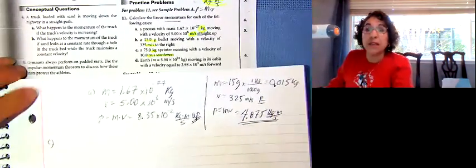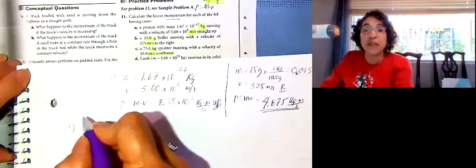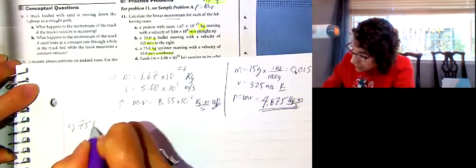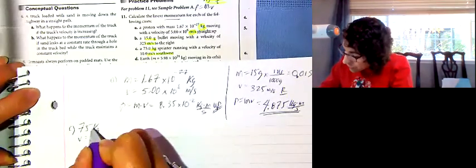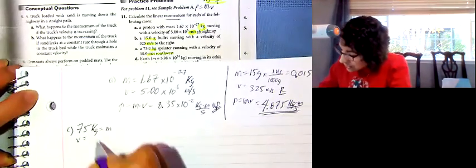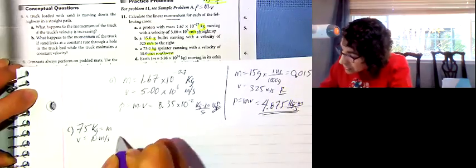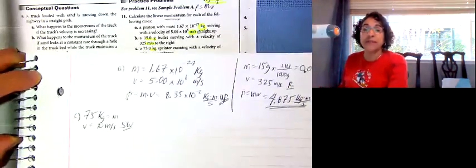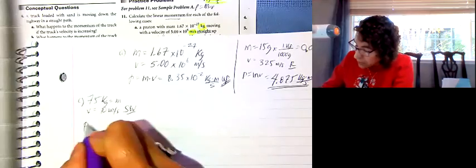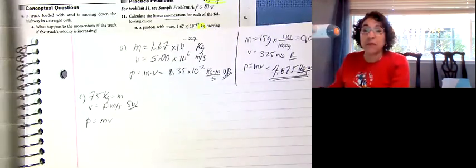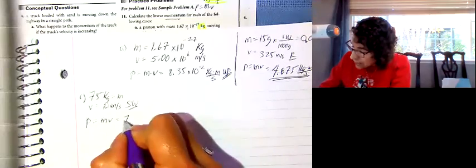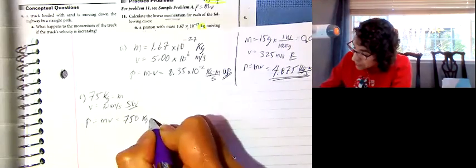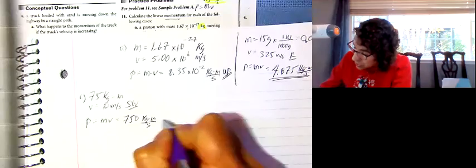Come right here, C. I got 75 kilograms, and I have a velocity of, oops, this is the mass. Velocity is 10 meters per second to the southwest. All right, so what's my momentum? My momentum is just the mass times the velocity. So I have 75 times 10, 750 kilograms meters per second to the southwest.